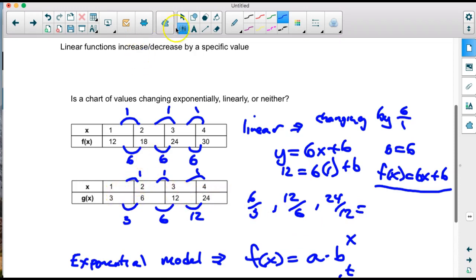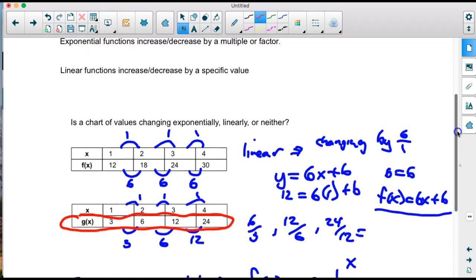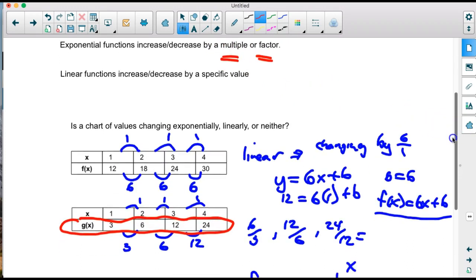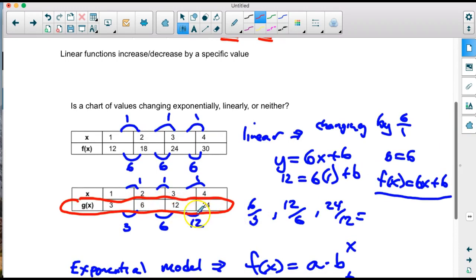So we take a look at just the g of x values. We're looking to see whether or not they have the same ratio. Now we can only look at this ratio if the x values go up by the same amount. In this case we're increasing by 1. If we increase by 2, it's also what we're looking for, that multiple or factor. That's the amount that you're multiplying by, or dividing by, or multiplying by a fraction. In this case, every time we multiply by 2. So if we multiply 3 by 2, we get 6. 6 by 2, we get 12. 12 by 2, we get 24.